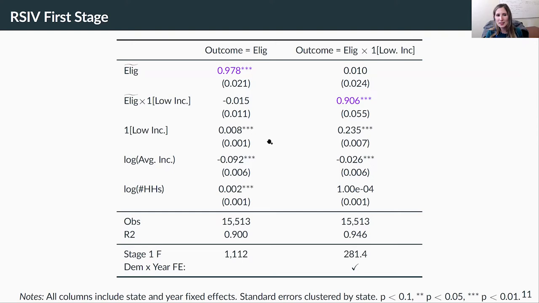One thing you'll notice is that the indicator for low income is positively associated with eligibility. Similarly, log average income within the county is negatively associated with eligibility.